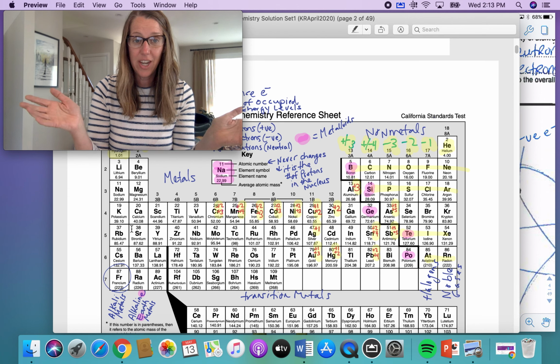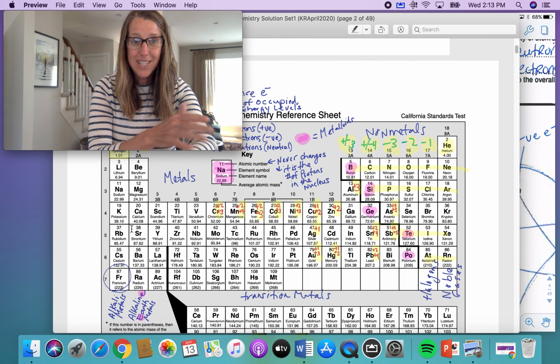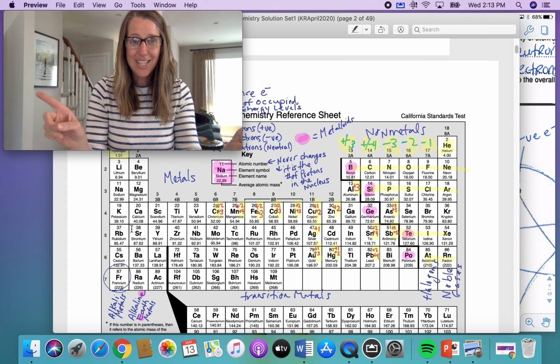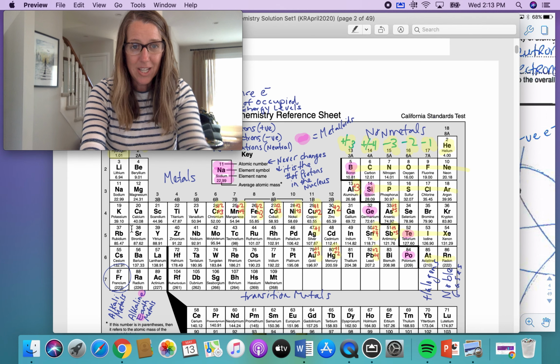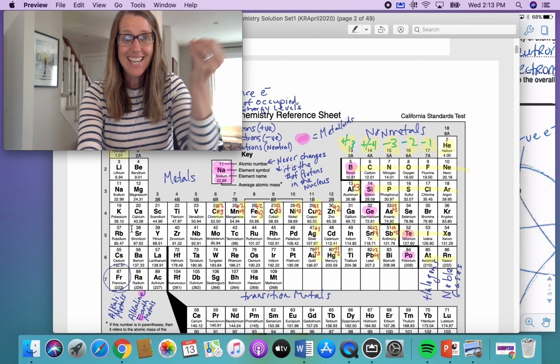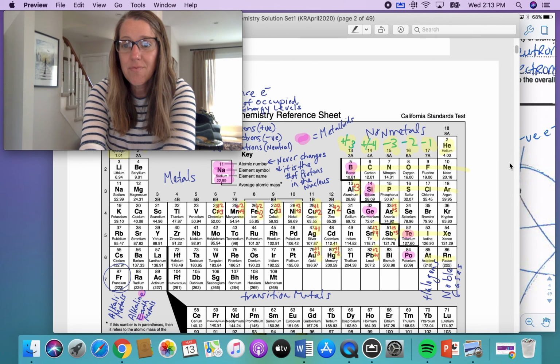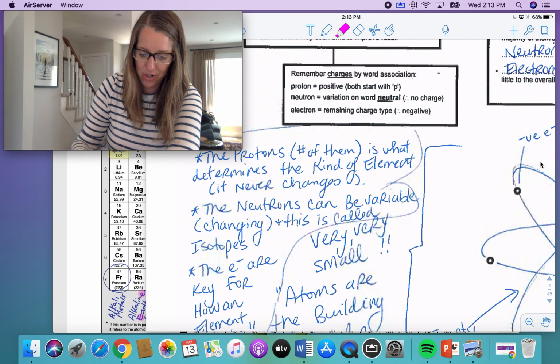Static charge, you learned that in grade 9. You rub something onto another object, you're losing the electrons. You are never losing the protons. So those electrons can get picked up by certain objects and have a charge to them. They can leave a certain object. They can also have a charge, okay? Positive or negative, that's the charge.